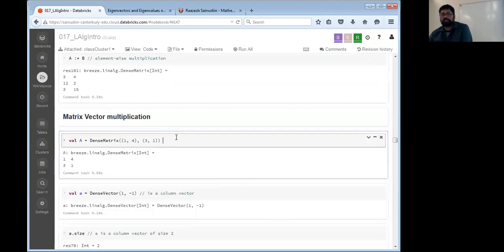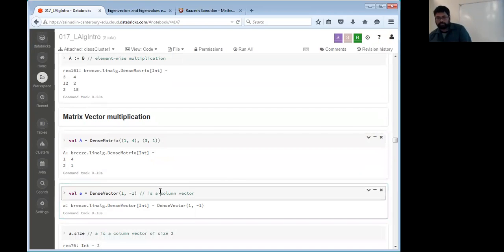Okay, so matrix vector multiplication is again straightforward. We have A, and so this we can visualize as 1, 3, where x is 1, y is 3, and x is 4, y is 1. So these are the two vectors, if you want to see it in this column format. And then let little a be the dense vector 1, minus 1. So x is 1 and y is minus 1.